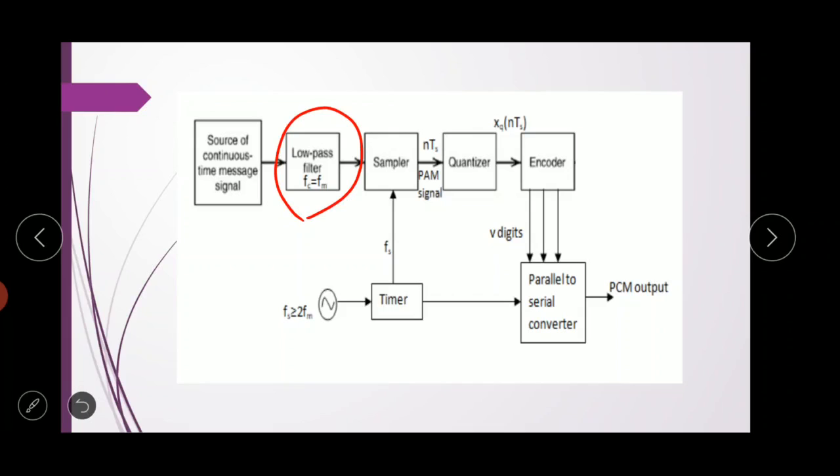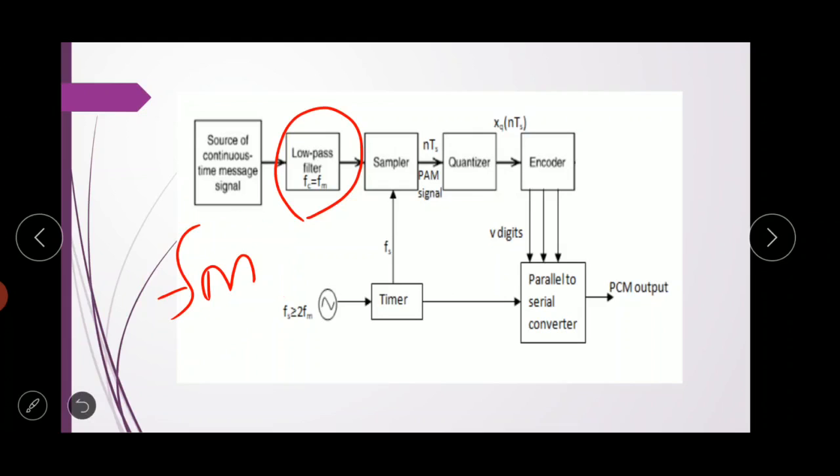The x of t is first passed through the low pass filter having cutoff frequency FM. So, the low pass filter has the cutoff frequency FM, the frequency of the modulating signal. Then this low pass filter blocks all the frequency components which lie above the frequency of the modulating signal and only allows this frequency range. This means the signal x of t is band limited to FM.